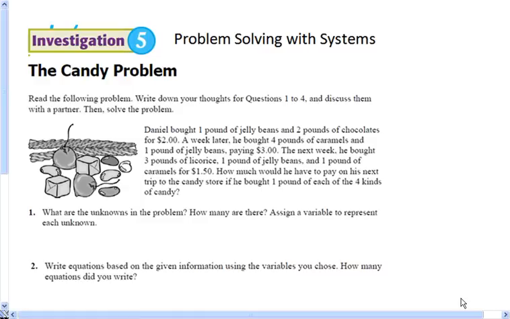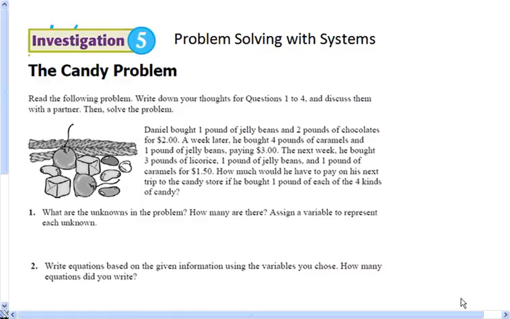So let's start here. This one, the candy problem. We have a lot of information here. So let's take a look at it. Daniel bought 1 pound of jelly beans and 2 pounds of chocolates for $2. A week later, he bought 4 pounds of caramels and 1 pound of jelly beans, paying $3. The next week, he bought 3 pounds of licorice, 1 pound of jelly beans, and 1 pound of caramels for $1.50. How much would he have to pay on his next trip to the candy store if he bought 1 pound of each of the 4 kinds of candy?